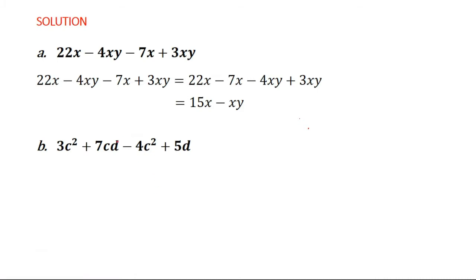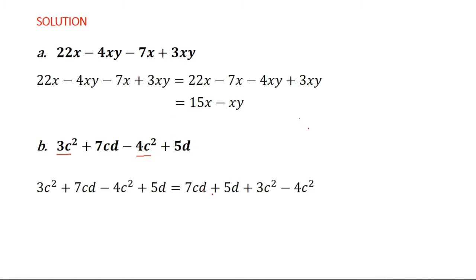And we can see clearly from here that 3c squared and minus 4c squared are like terms. Those are the only like terms that we have, because 7cd and 5d are not like terms. Remember that we said in the first video that for two terms to be considered as like terms, they must have the same letters, and the letters must also have the same power of numbers. Now here, the variables are cd. The variable here is only d, so they are not like terms. So we group the like terms and we leave the unlike terms.